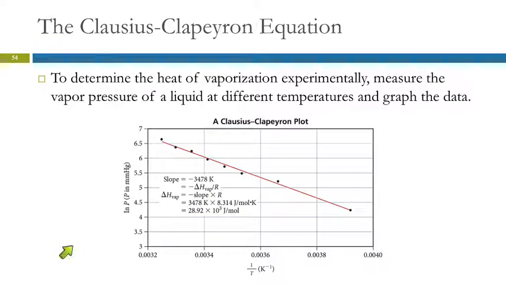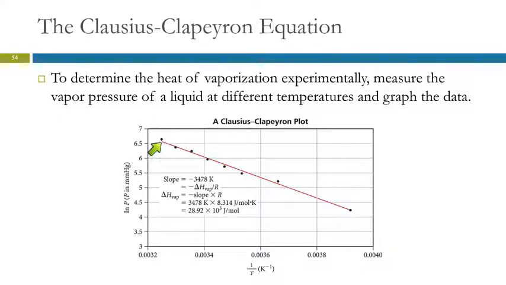So you can end up with a graph like this. So natural log of the vapor pressure versus 1 over the temperature. We need the temperature to be in kelvins because if we have a 0 in here and negative temperatures, it's going to mess up everything. So we have to use kelvins here. And so we get a line like this.